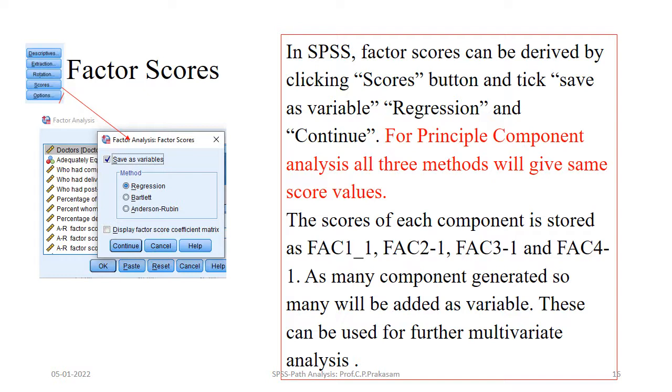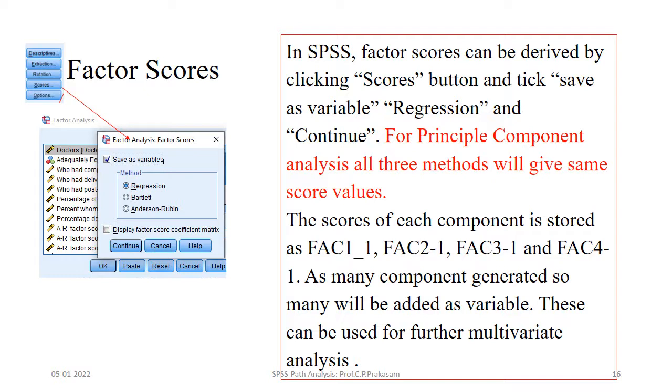Once you say continue and then click, the scores of each component are stored as variables: FAC1-1, FAC2-1, FAC3-1, FAC4-1. Since there are only 4 factors in our example, it will be stored as 4.